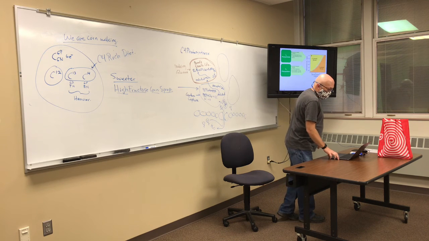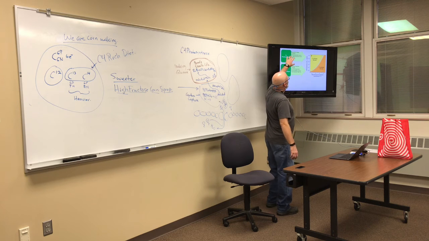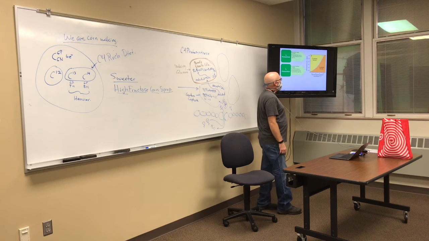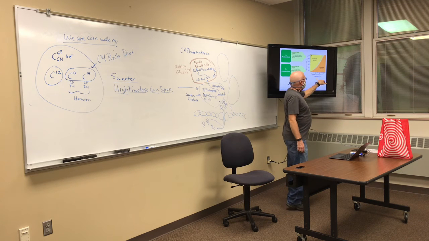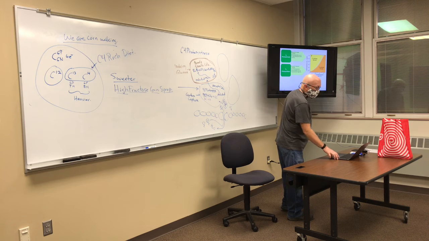So, I've already told you this, C3 plants are favored in cooler climates, C4 plants are favored in warmer climates. So if you look at the temperature and you look at CO2 concentrations, C4 grasses are favored in places where it's hot, C3 grasses are favored in places where it's cold. Just some real world data.